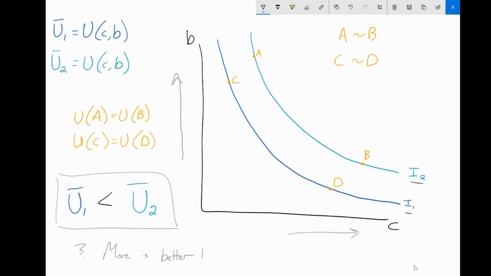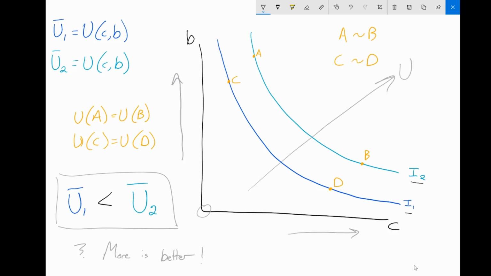That means that any bundle on I2 is going to give you more consumption than any bundle on I1. Therefore, we know that you derive more utility if you are on indifference curve 2 than you do if you're on indifference curve 1. Okay? That means utility is increasing as you move farther away from the origin.